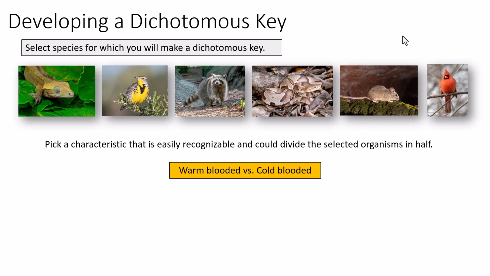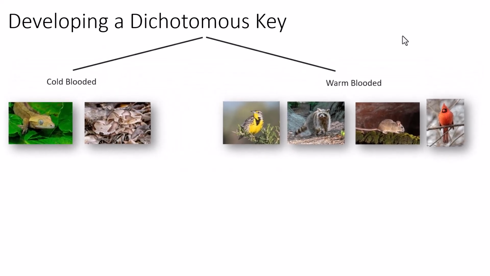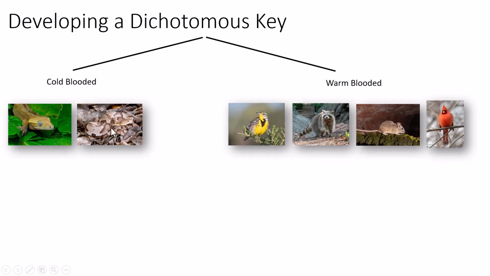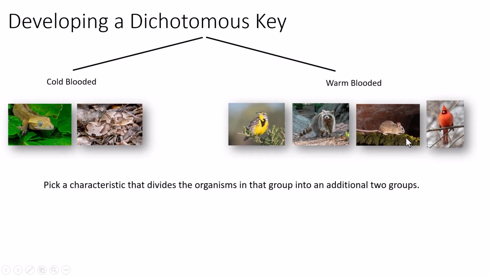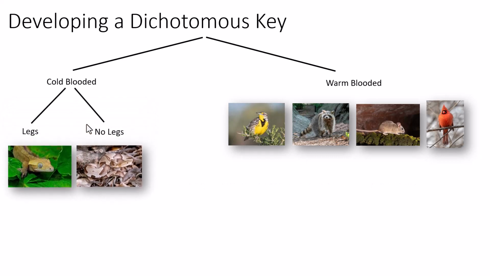And the first thing that I came up with is there are some of these organisms that are warm-blooded and some of them are cold-blooded. And I know that this isn't a 3-to-3 split, but it is a 2-to-4 split. So we have 2 organisms that are cold-blooded and we have 4 organisms that are warm-blooded. If we go further, pick a characteristic that divides the organisms in that group into an additional 2 groups. So if I look at my cold-blooded group, what is a characteristic that I could use to divide that group into 2 additional groups? And what I came up with was half have legs and half don't. The lizards have legs, the snake does not. So I divided that all the way through into individual categories.